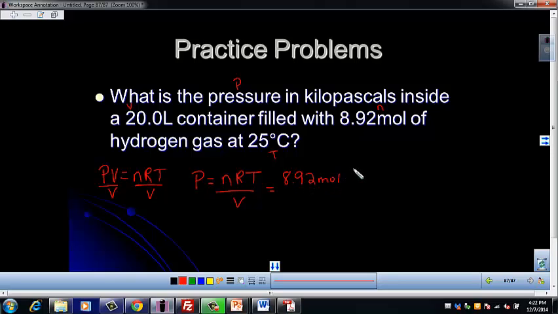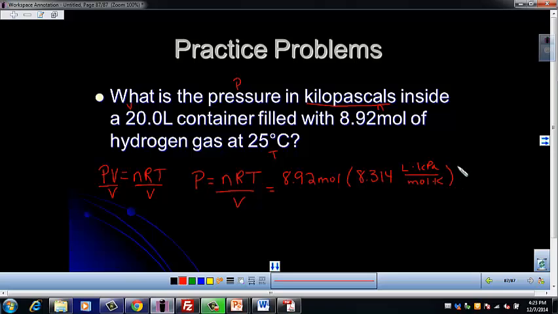And then R, the R that we're going to choose is the one that belongs with the same unit of pressure that is in our problem. And if you can see, I gave you kilopascals. That is my unit that I want in the answer. So look at your R on your reference table, and you should find that it is 8.314, and the unit on that is liters times kilopascals over mole K.